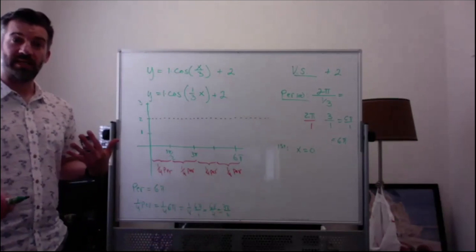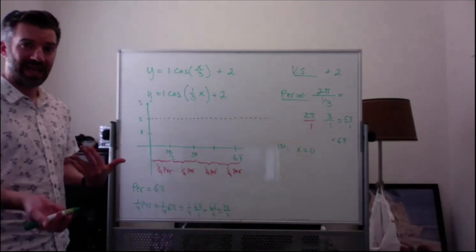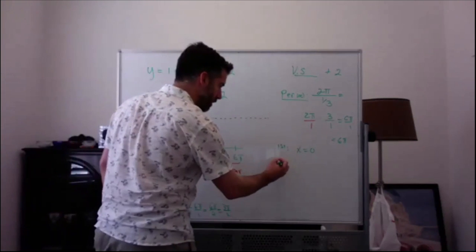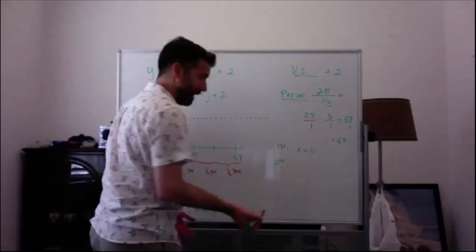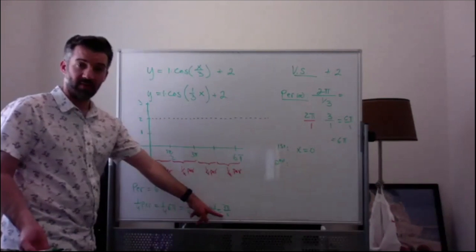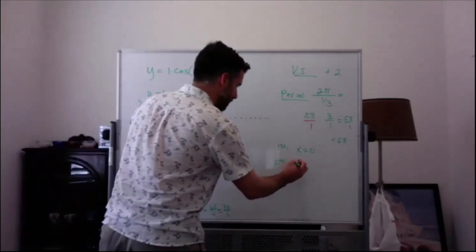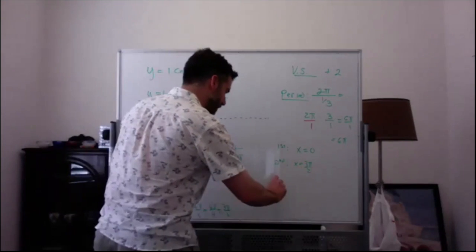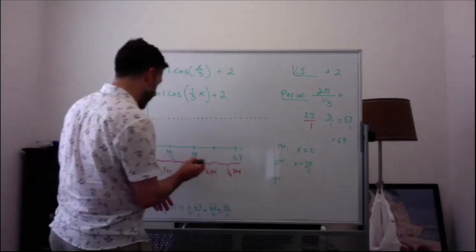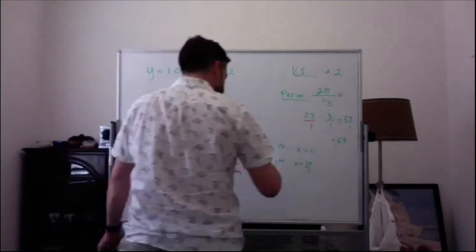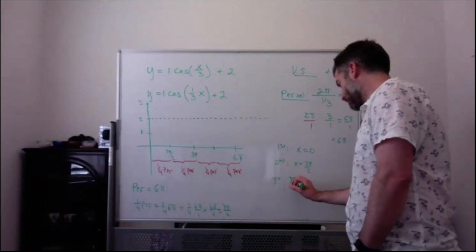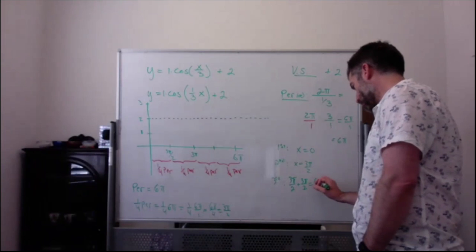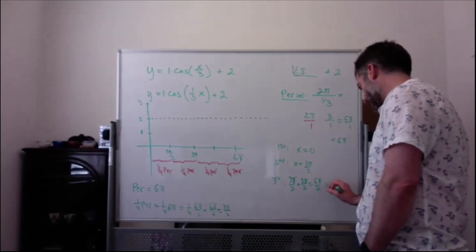So to find all of my subsequent important points, I'm just going to keep adding 1/4 of a period. My first point is 0. My second point, I'm going to add 3 pi over 2. 0 plus 3 pi over 2 is 3 pi over 2. For my third point, I'm going to add another 3 pi over 2. And 3 pi over 2 plus 3 pi over 2 is 6 pi over 2, which is 3 pi.